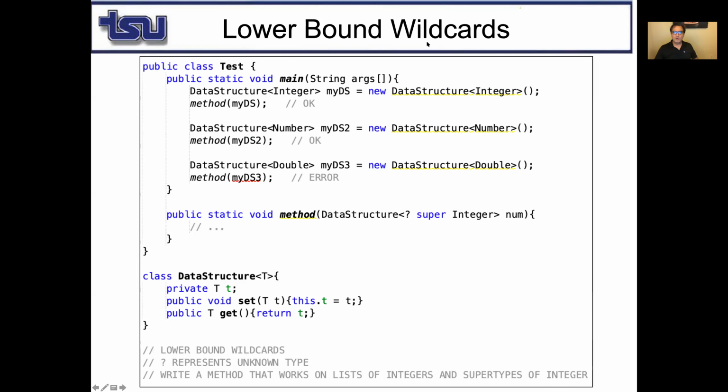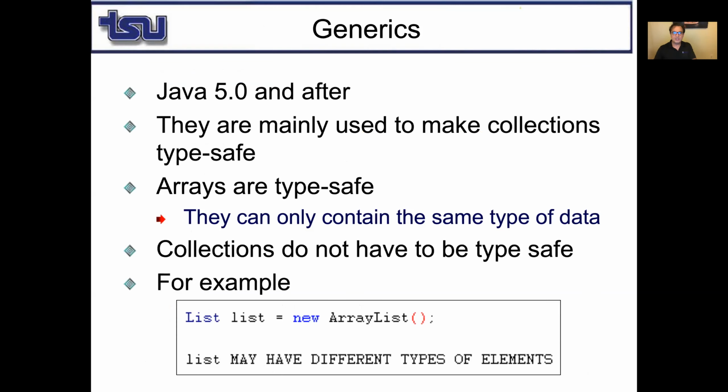And also we have lower bound wildcards. The same thing, this time the method can take either Integer or one of its superclasses. So when I create Integer, that's fine. Number, that's fine, because Number is a superclass of the Integer class. But Double is not a superclass of the Integer class, so this will be what? An error.